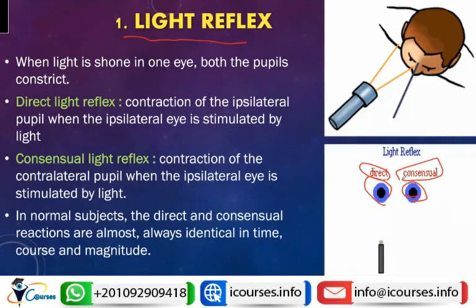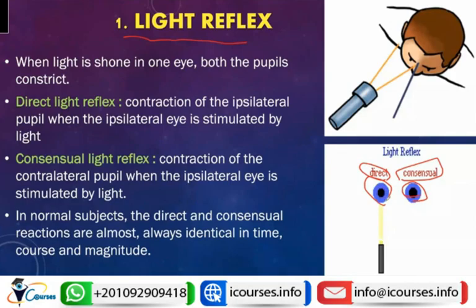So in normal individuals, the constriction of both pupils will be at the same site, at the same time, and to the same extent. In this condition, this is called a normal light reflex.